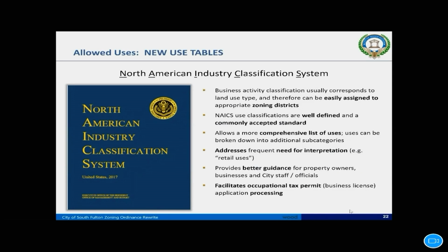Very importantly, this approach gives us a much more comprehensive list of uses so that the uses that are currently being proposed, especially in non-commercial and non-residential settings, are specifically identified and defined through the NAICS system. It provides much better guidance for property owners as well as city staff and officials. And again, it will help facilitate occupational tax permits and the application processing for business licenses, which are coordinated with the zoning process.